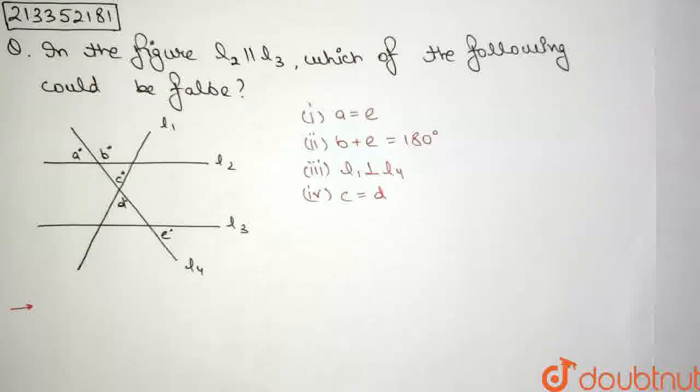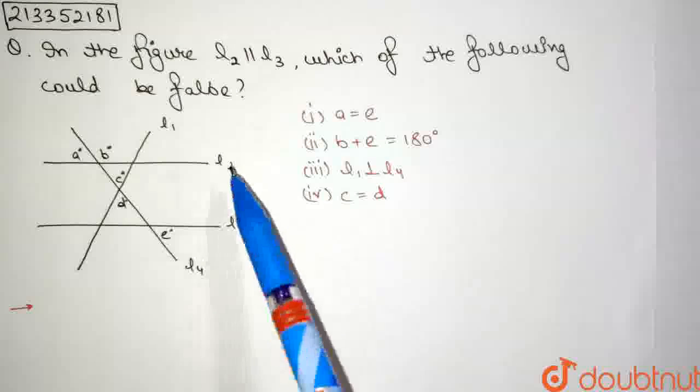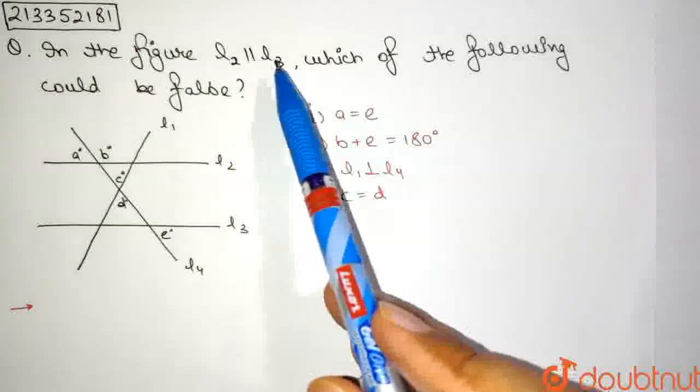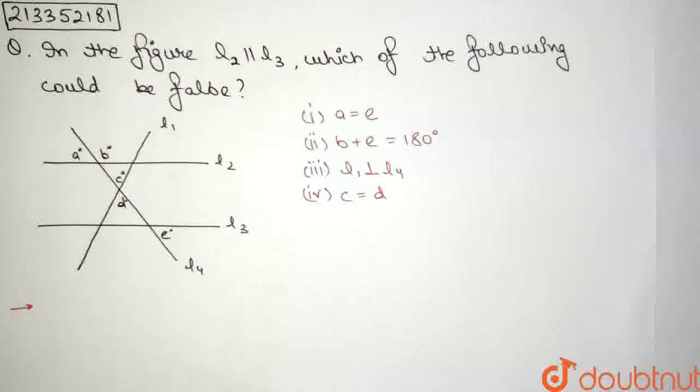Hello friends, welcome. The question states, in the figure L2 is parallel to L3. Which of the following could be false? And then we have four options.